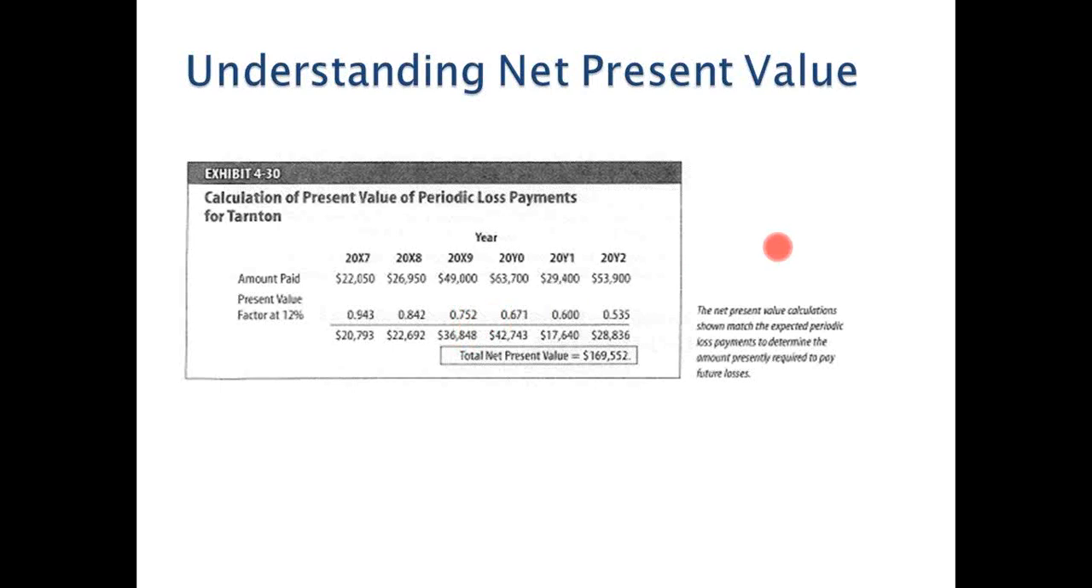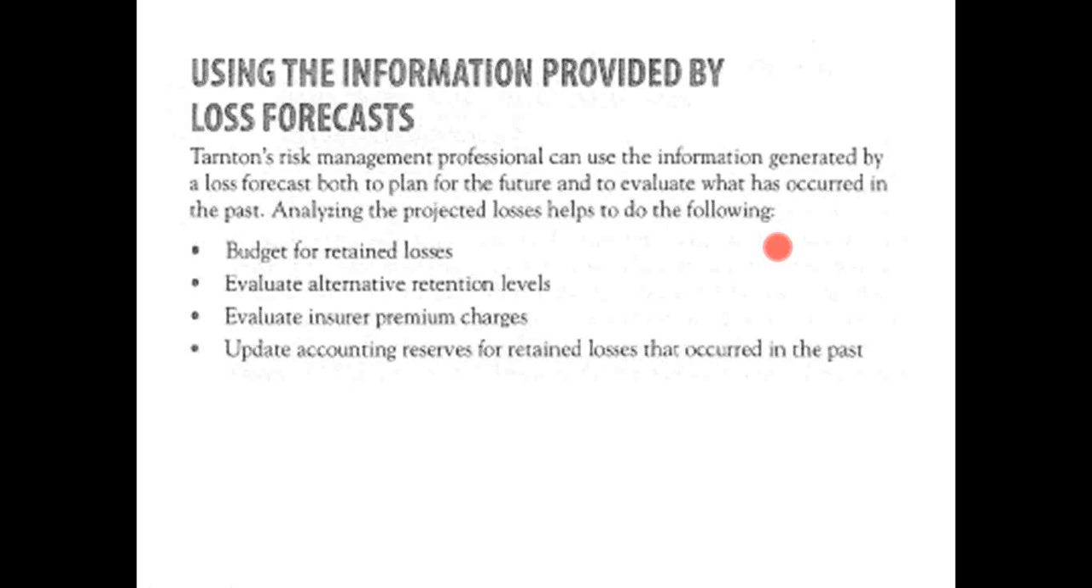And so now, only two more slides here. Using the information generated by the loss forecast, we can plan for the future and evaluate what has occurred in the past. By looking at our past losses, we can budget for retained losses. Now we've determined that to pay for those retained losses, the $245,000, we need to set aside $168,000 to $169,000, earning 12% interest. So that's where the budget aspect comes in.